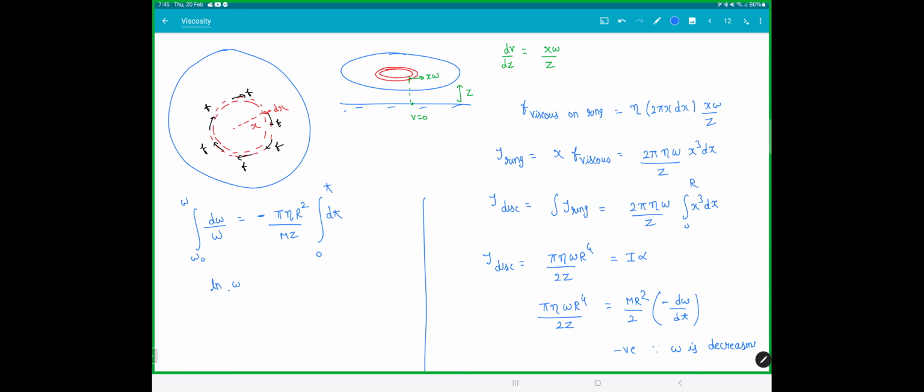This will be ln omega by omega naught is minus pi eta r square time by mz. We get omega is equal to omega naught e power minus pi eta r square time by mz. That's your answer, everyone. You have to integrate 2 times. The first integration with respect to position, second integration with respect to time.